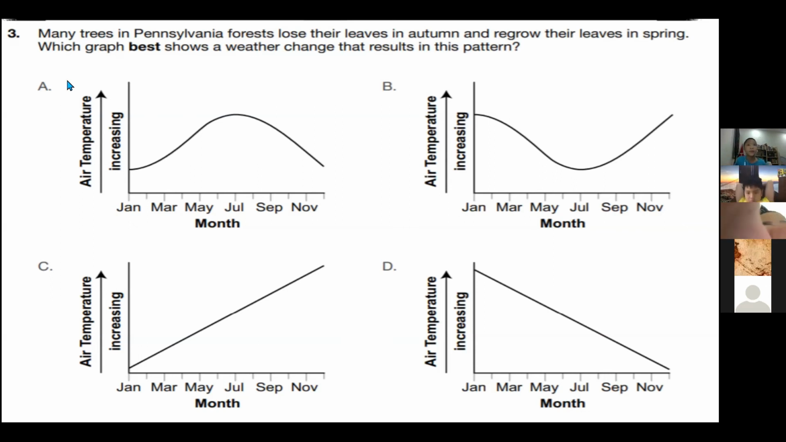A. Why A? Because many trees in Pennsylvania forests lose their leaves, so the air temperature must go down, and then the autumn and regrow their leaves in spring. In spring, the air temperatures go up again. Good answer. If the air temperature was like B, what would happen? Anyone please tell me, please.